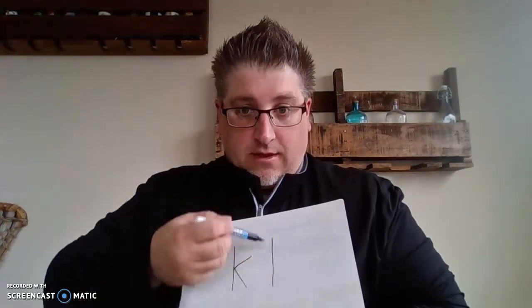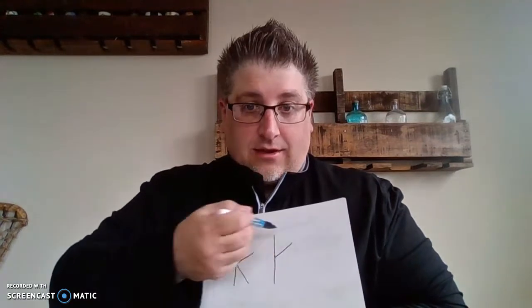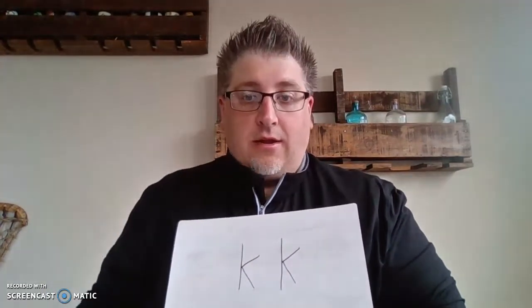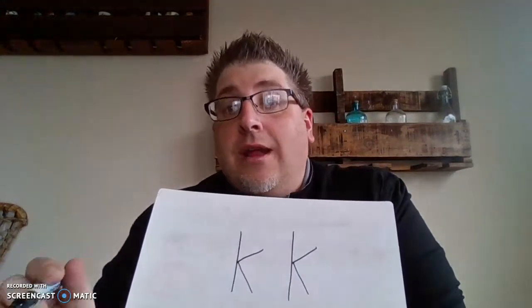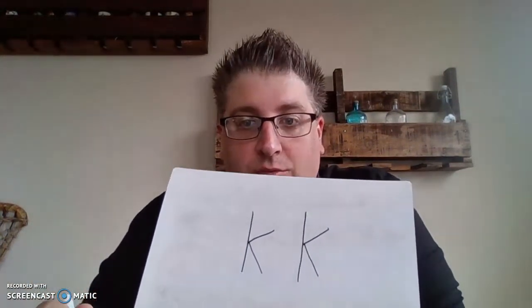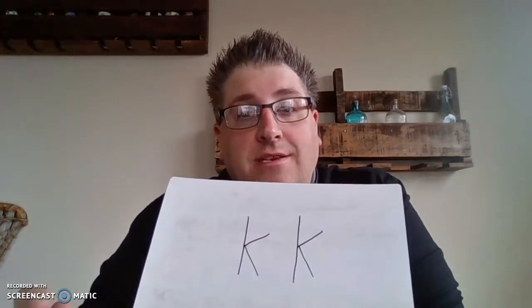Boom. Okay? Long line down. Then I come to the middle. Diagonal left, diagonal right. All right? Those are our letter K's right there. Long line down, diagonal left, diagonal right. That will give you your capital K's. All right? Next one is not too bad.